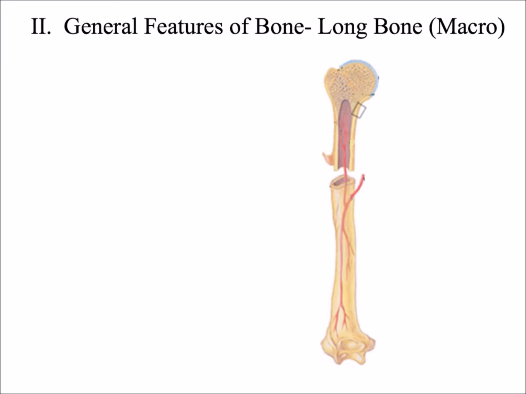So now we're going to take a look at some general features of a typical long bone. These general features are what we call macrostructures. Macrostructures meaning these are large structures you can see without the aid of a microscope. The first thing we want to point out when we look at a long bone is this long middle area right here. This is called the shaft or the diaphysis.